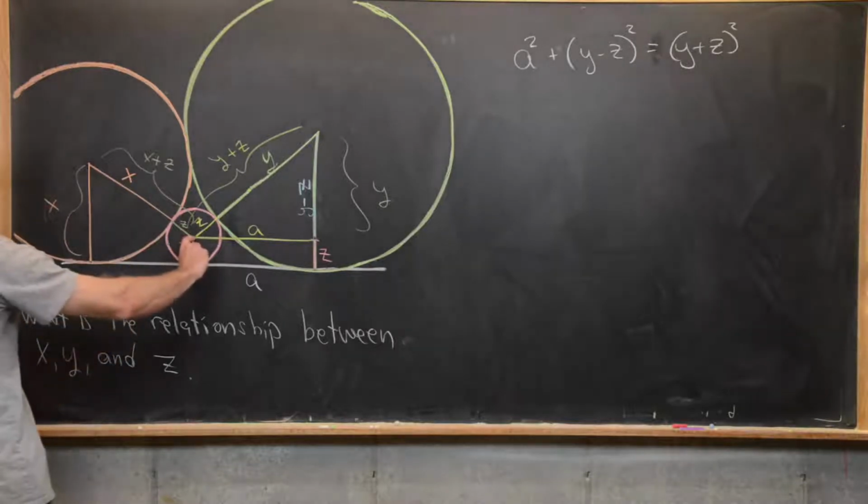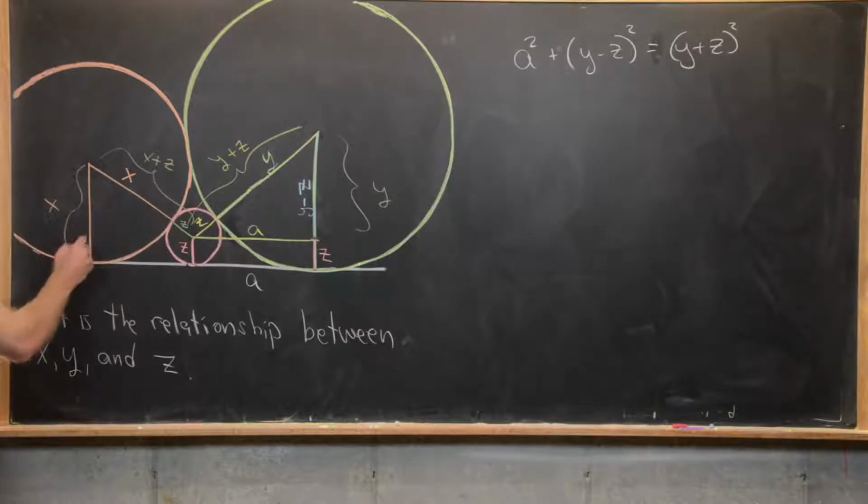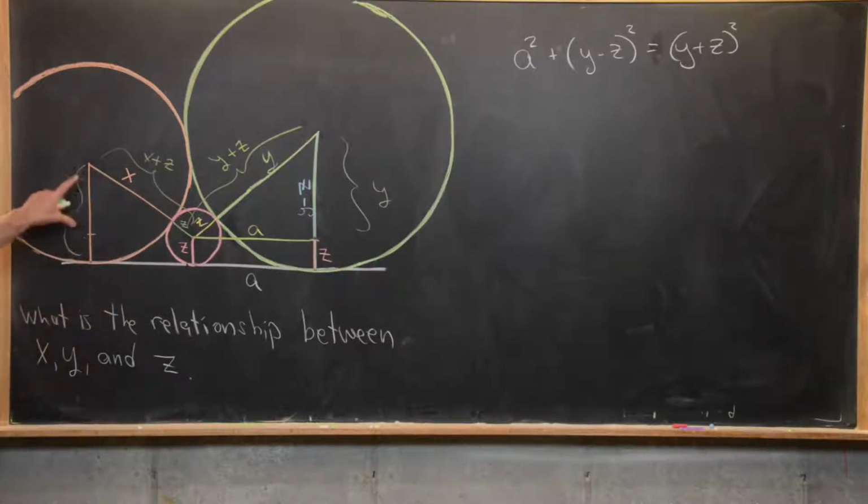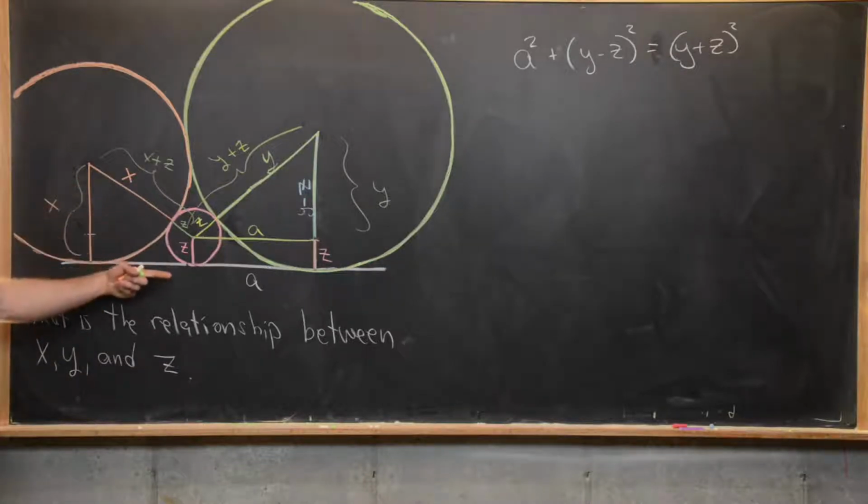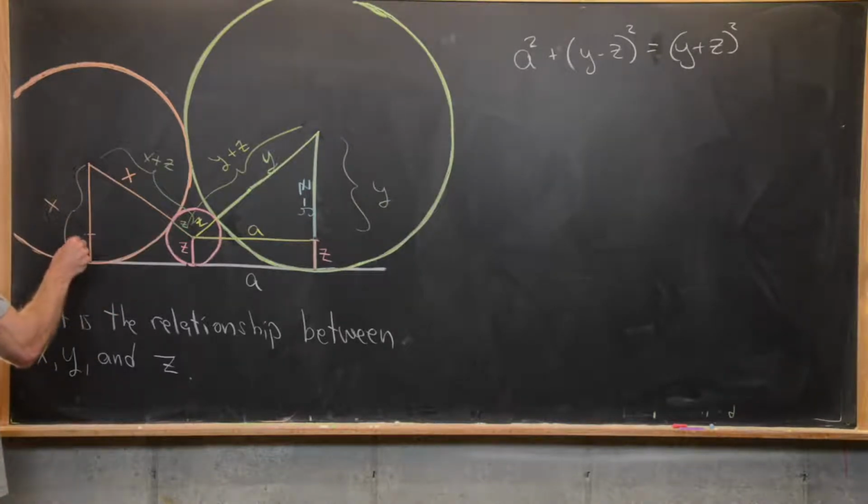Then we can bring this radius over. Technically what we're doing here is intersecting this line with the unique line that is parallel to the white line and goes through the center of this circle. So here this length right here is going to be z. Good.